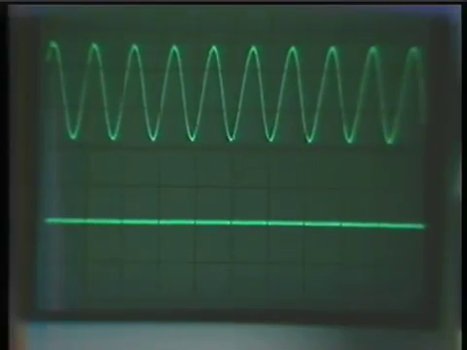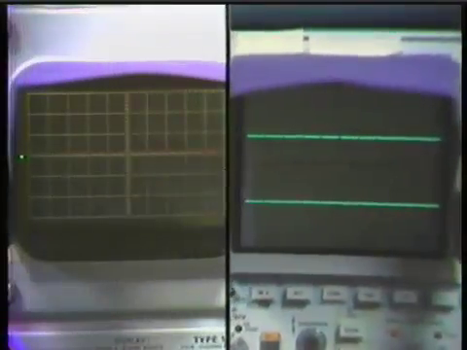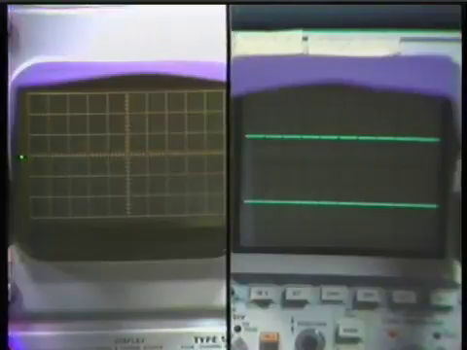Now, we can also observe the filter frequency response in several other ways. One way in which we can observe it is by looking also at the amplitude of the output sinusoid as a function of frequency rather than as a function of time. And so we'll observe that on the left-hand scope, while on the right-hand scope we'll have the same trace that we just saw, namely two traces. The upper trace is the input sinusoid, the lower trace is the output sinusoid.